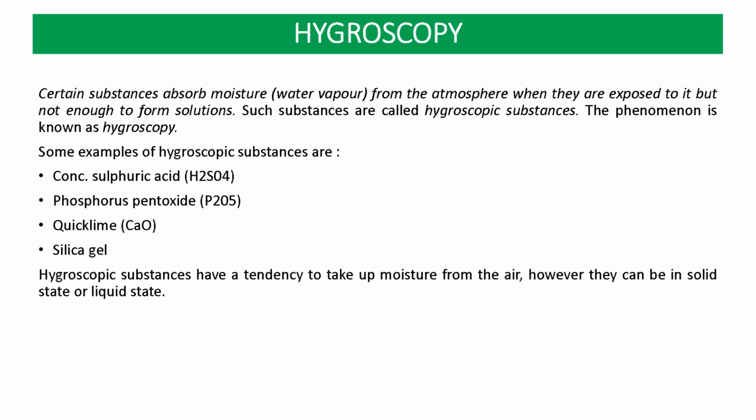So what are examples of hygroscopic substances? Concentrated sulfuric acid, phosphorus pentoxide, quicklime. The formula of quicklime is CaO, and silica gel. So these are examples of hygroscopic substances.